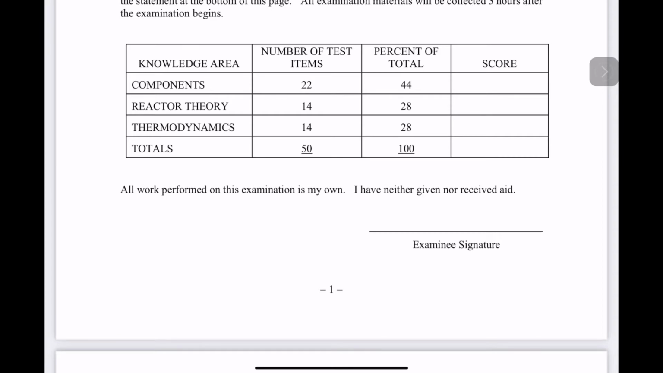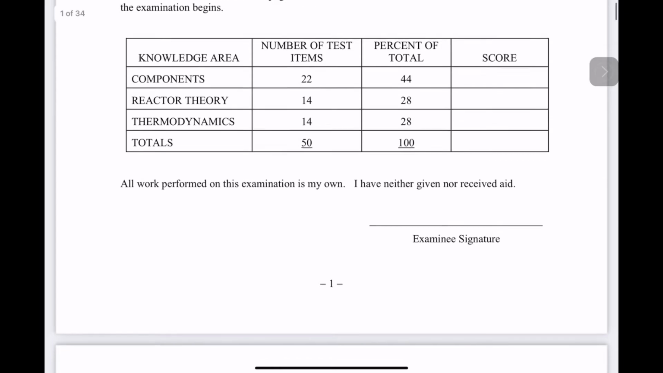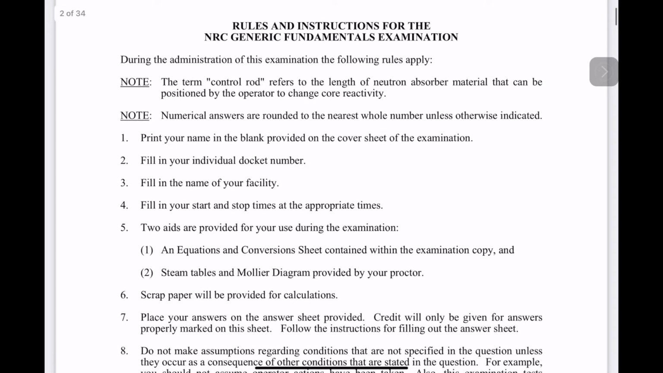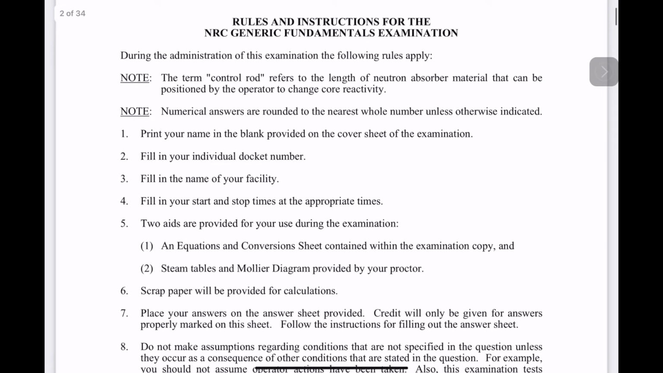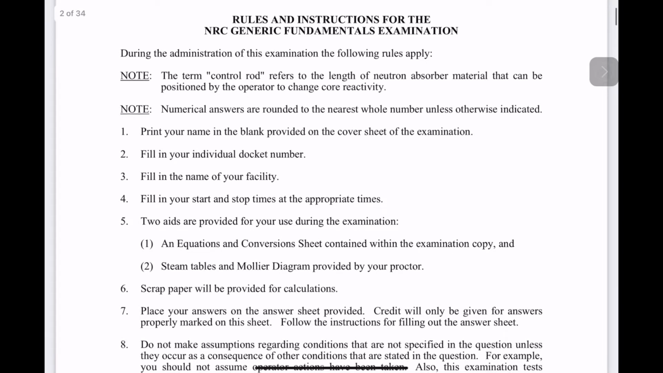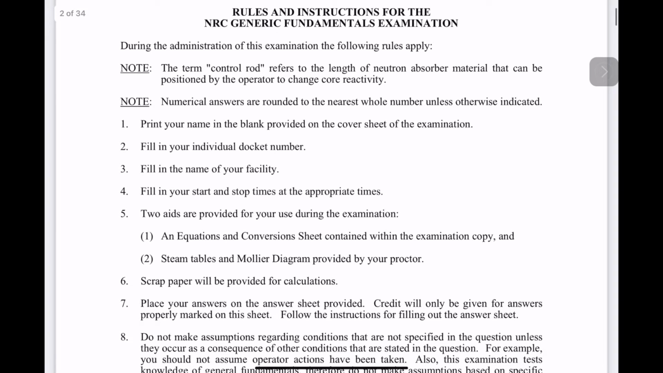And here it gives you the number of test items and the percentage. There are some rules, so you need to go over them. For instance, the term controlled rod refers to the length of the neutron absorber material that can be positioned by the operator to change core reactivity. Numerical answers are rounded to the nearest whole number unless otherwise indicated.